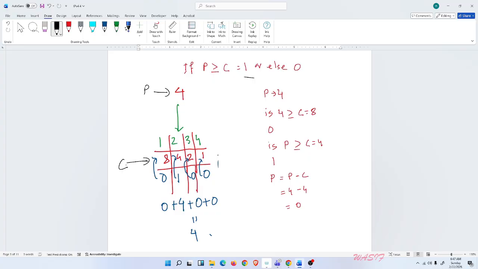So the pointer value was 4, the column value was 4. Subtract: 4 minus 4 is 0. When the pointer value becomes 0, you have already reached the solution, so put the rest of them as 0. So here we have 0, 1, 0, 0. The pointer value becomes 0, so the rest will be 0. Now multiply 0 with 8, 1 with 4, 0 with 2, 0 with 1, and whatever you get, 4, is the binary value.